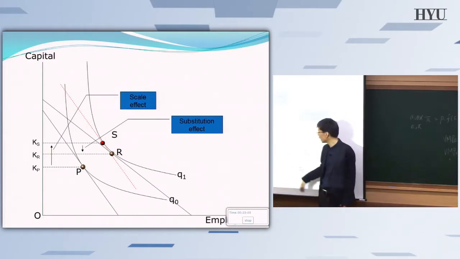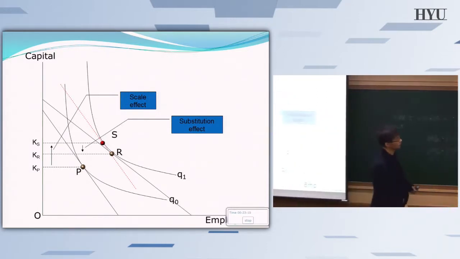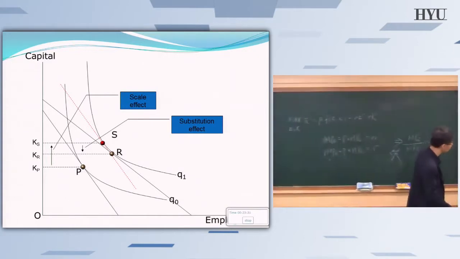Anyway, you can draw a diagram, obviously, for the case where the total cost falls. If this distance is short, obviously the total cost will go down. There is nothing wrong with it.